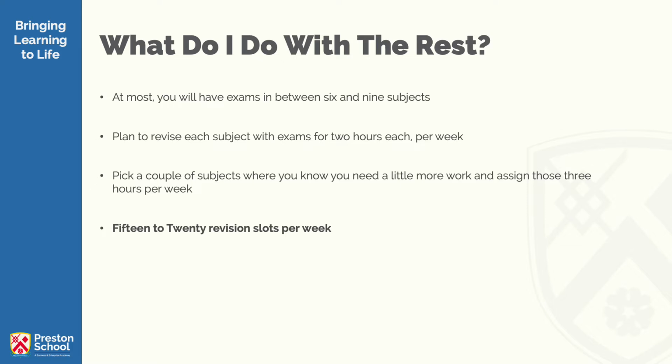Well, most students will sit exams in between 6 and 9 subjects on average. We want to plan to revise each subject for 2 hours each per week. We then might pick a couple of subjects where we know we're struggling, where we know we need to do a little bit more work, and we might allocate those an extra hour. In short, we're probably looking at 15 to 20 revision slots per week, an hour long, and we'll look at exactly how those might be put together and exactly the format those might take in a couple of minutes.